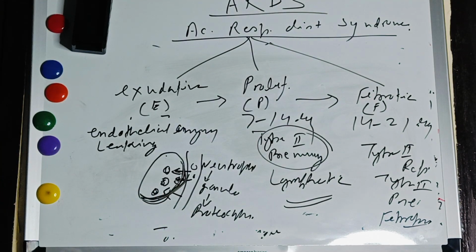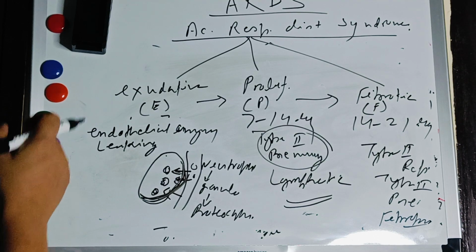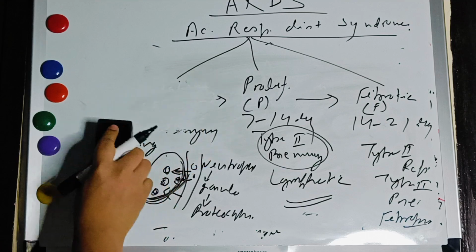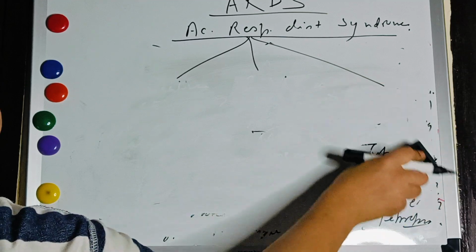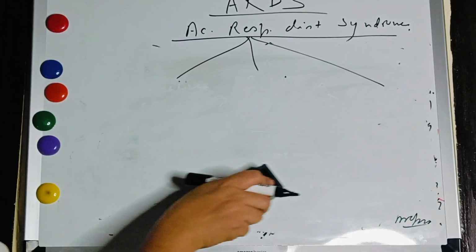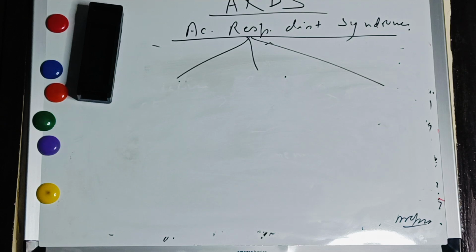Exudative phase will lead to endothelial damage, leaking of RBCs and neutrophils into the alveoli, and formation of hyaline membrane. Type 1 pneumocytes are involved. In proliferative phase, type 2 pneumocytes are involved, with lymphatic drainage and repair. In fibrotic phase, fibroblasts are recruited, and fibrosis will occur. Later on, if the intervention is not properly done, patient can develop fibrotic lung disease or interstitial lung disease. So this is basic pathology.